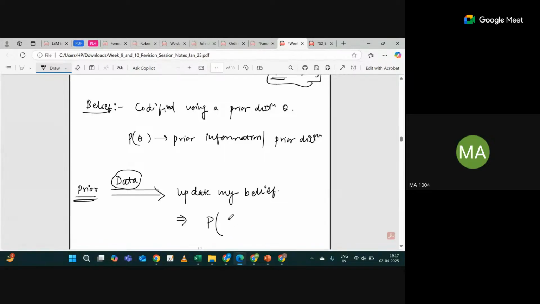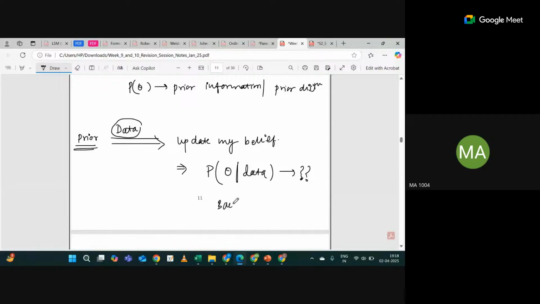Means what is the probability of theta given the data? This is something we have to find out. This is called Bayesian estimation. Why is this called Bayesian? Because Bayes theorem has been used here. I will tell you how in a minute. Is the rough idea clear? This is about Bayesian estimation.